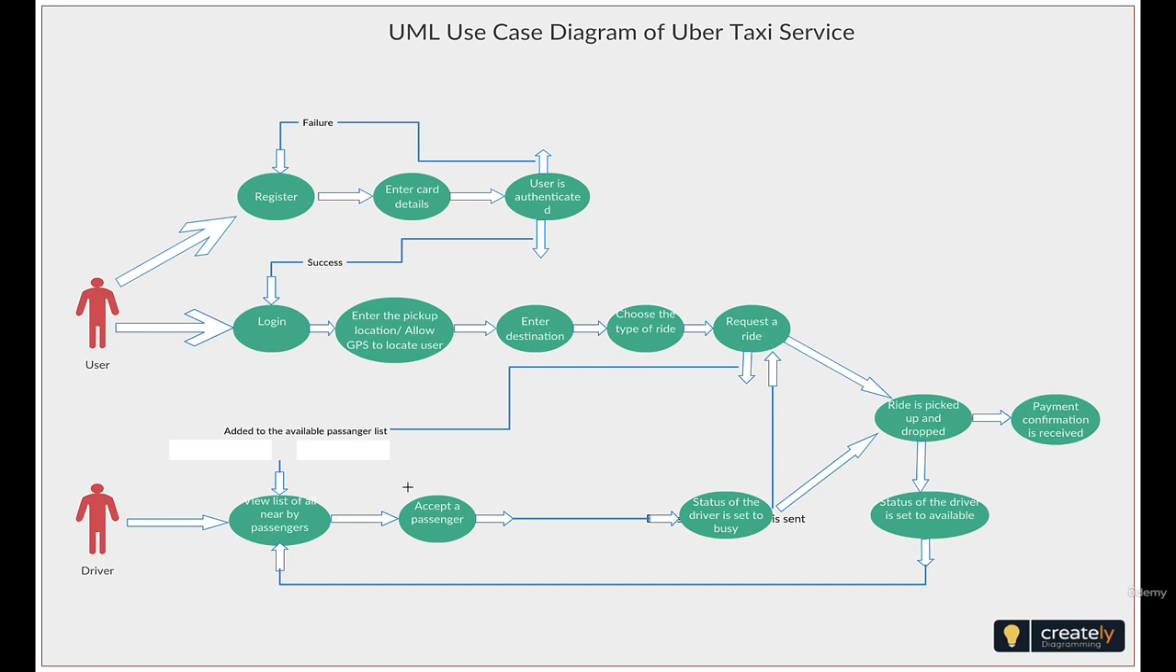Here, for example, the user registers, enters the car details, logins, enters the pickup location, then enters the destination, chooses the type of ride, and requests a ride. Then the driver views the list of nearby passengers, accepts the passenger. In this case, the status of the driver is set to busy, and after the user is dropped, the payment confirmation is received, and the status of the driver is set to available. So this diagram will help me as a tester to design my test cases or test scenarios, and it also will help the developer to understand the application better. So it would be useful to attach it with the epic.